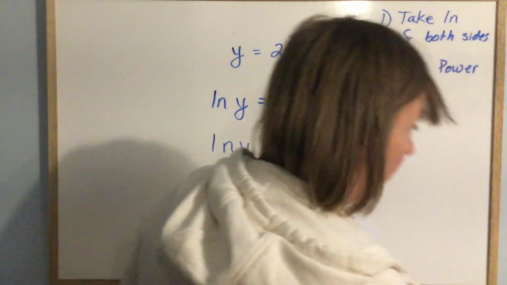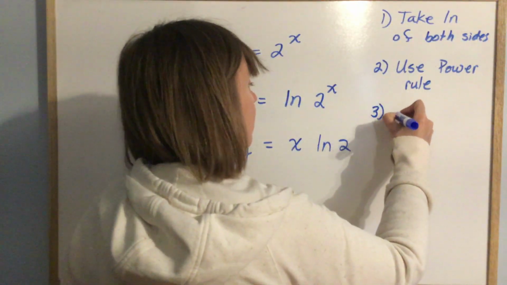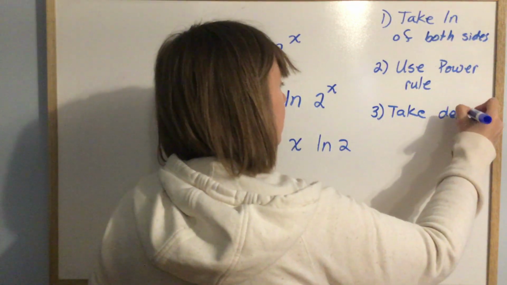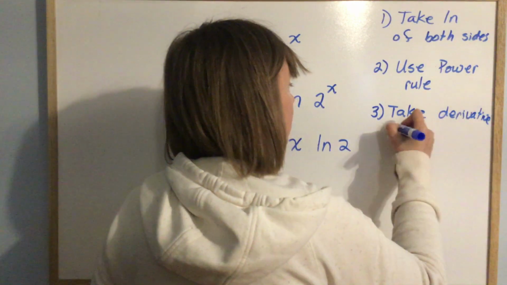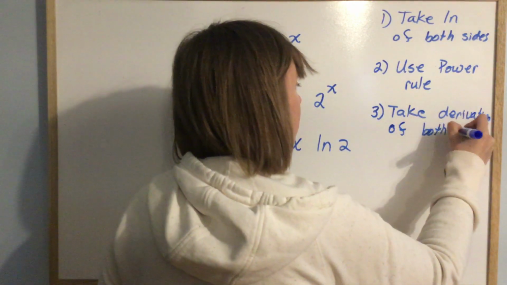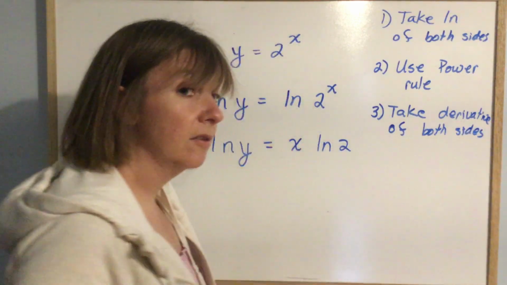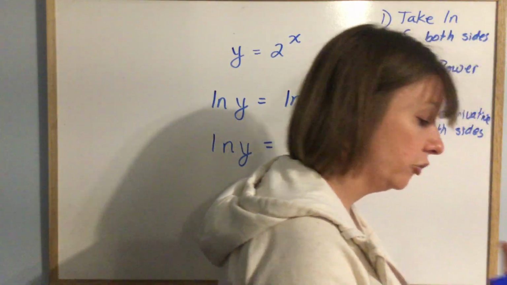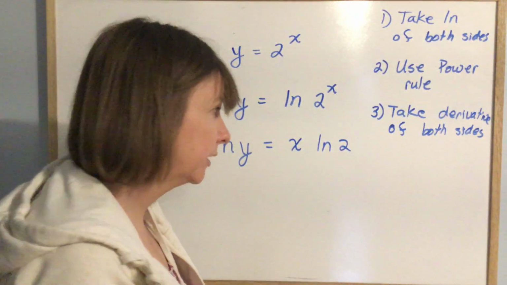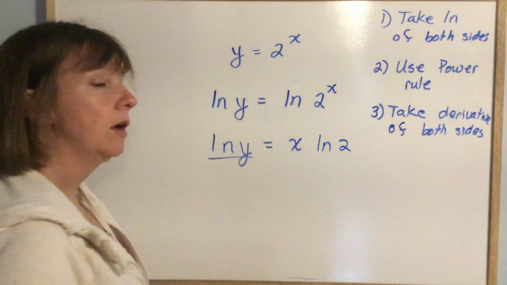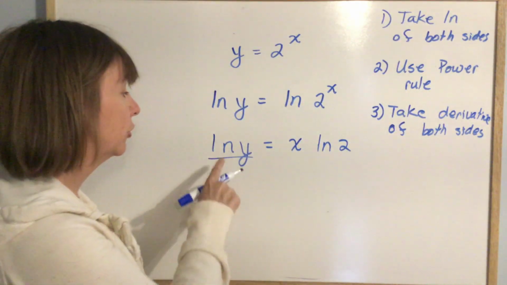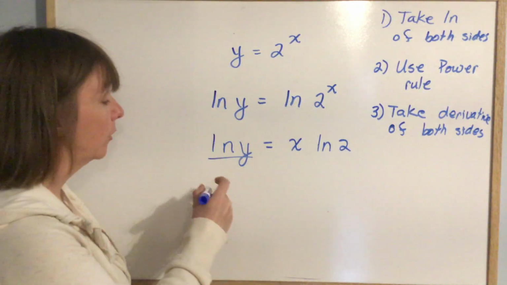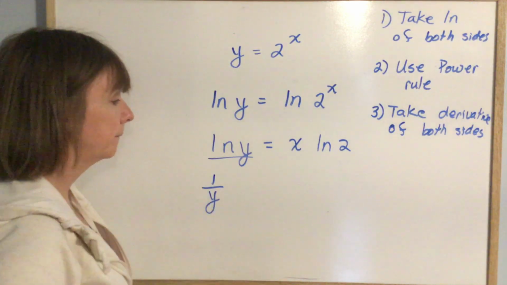And now we're going to step number 3, take the derivative of both sides. Now this can get tricky. All right, so try and follow me through this. On this side we have ln y. We have to take the derivative of that. So the derivative of ln is 1 over whatever I'm taking the ln of. So in this case it would be 1 over y.